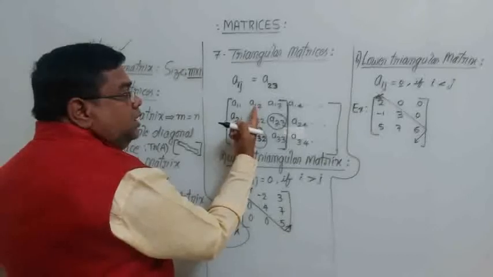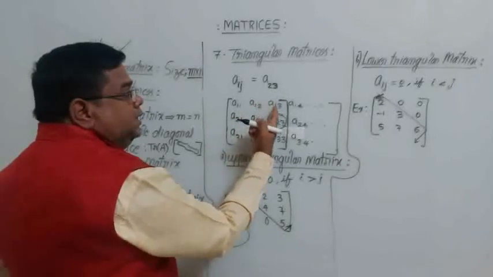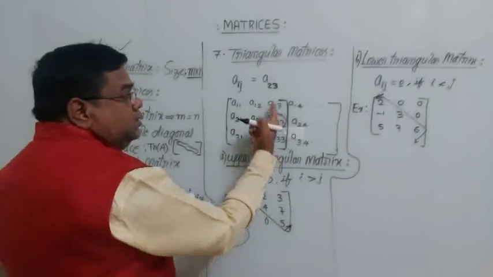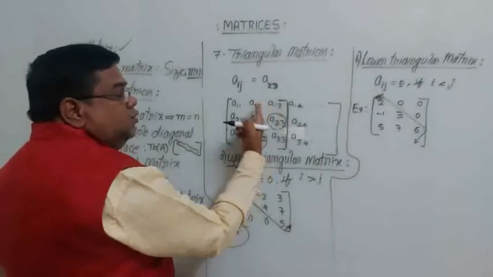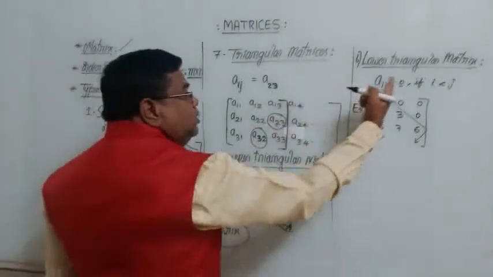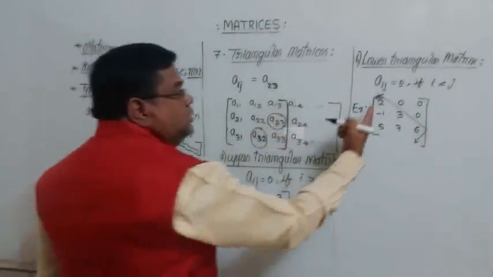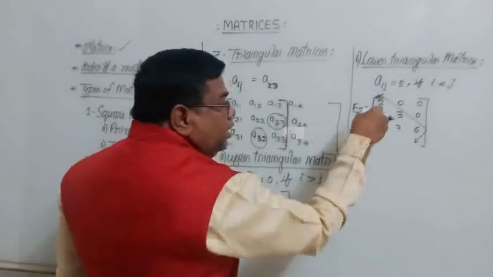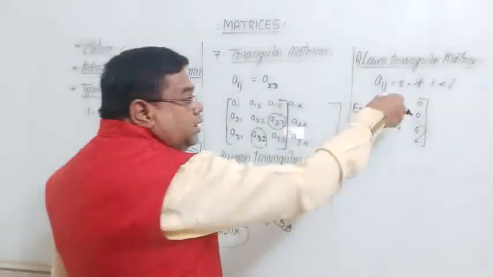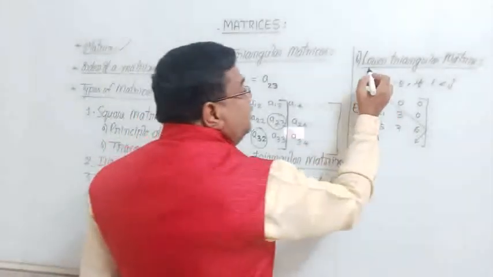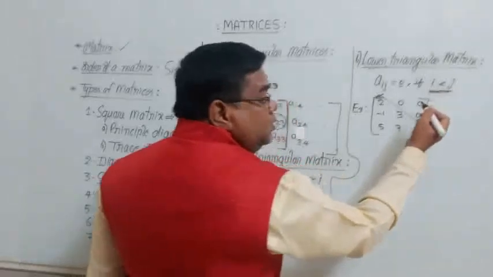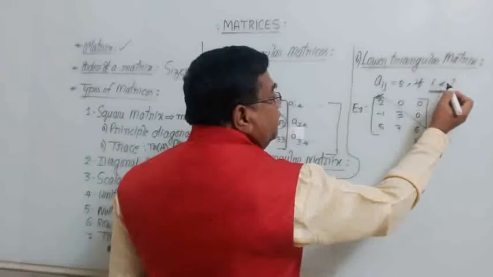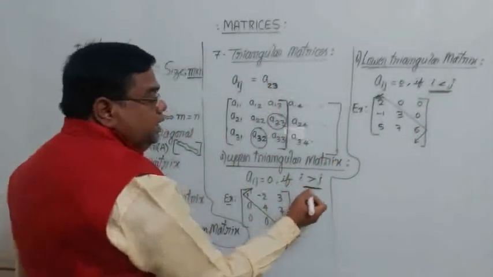Here it is i, it is j. Here also i is less than j. These three elements are zeros. If i is less than j, Aij equals 0. It is called lower triangular, in the form of a triangle. This one is upper triangular, this one is lower triangular. You can remember very easily: lower means less than, and upper means greater than.